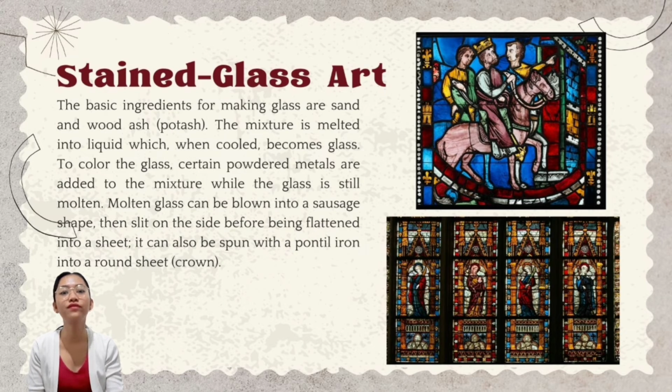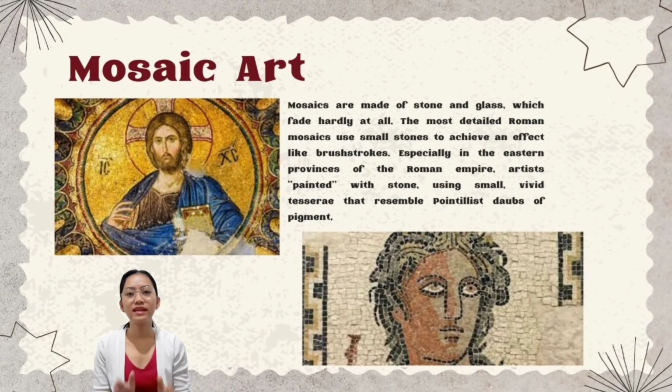And a window's visual picture is made by layering various colored pieces of glass over a board drawn design. So the artist uses black paint to paint any small features such as shadows or contours that are necessary on the glass. Next is the mosaic art. So mosaics are made of stone and glass which fade hardly at all.